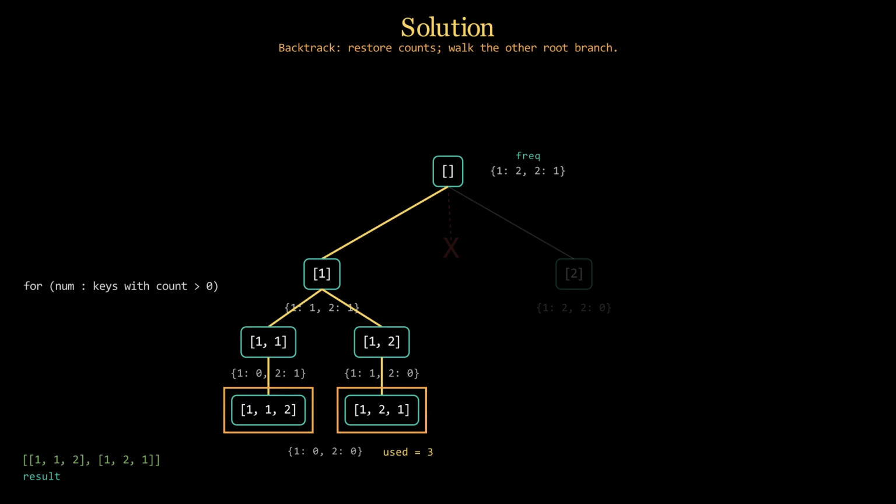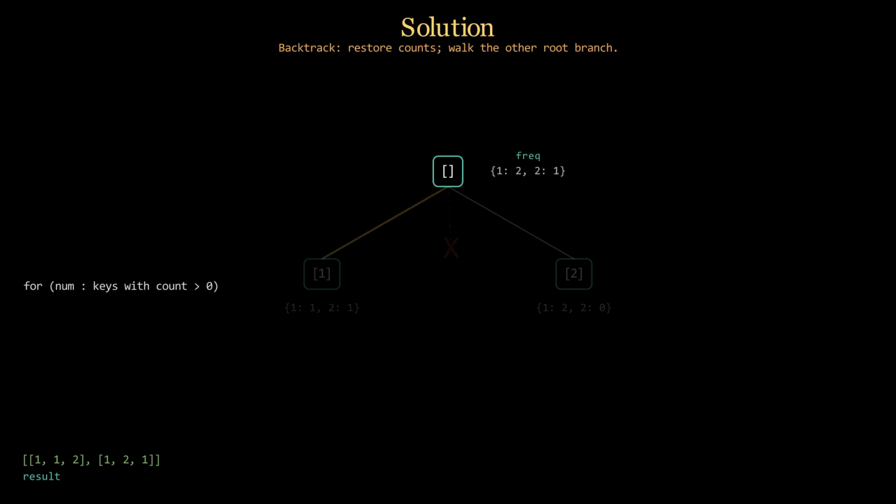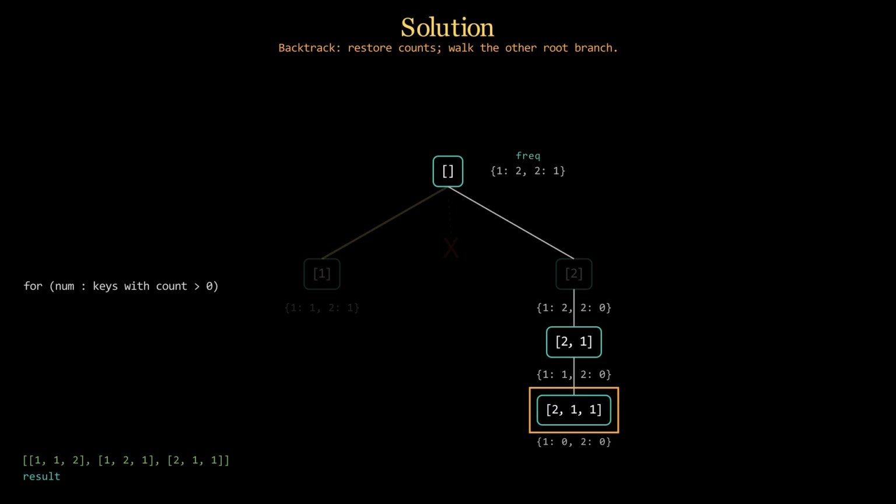After recording leaves, recursion unwinds and counts go back up so we can try siblings. The other top-level choice starts with 2. Only 1s are left in the map, so we chain 2 then 1 1 to reach the third unique ordering.